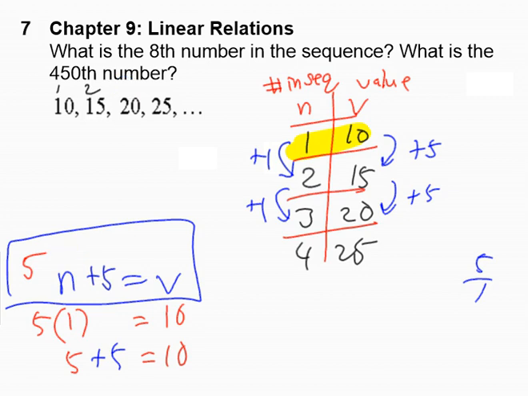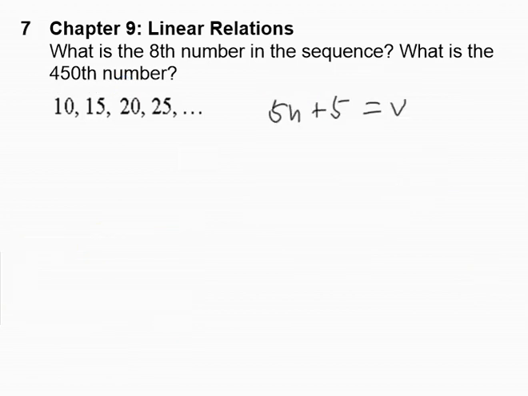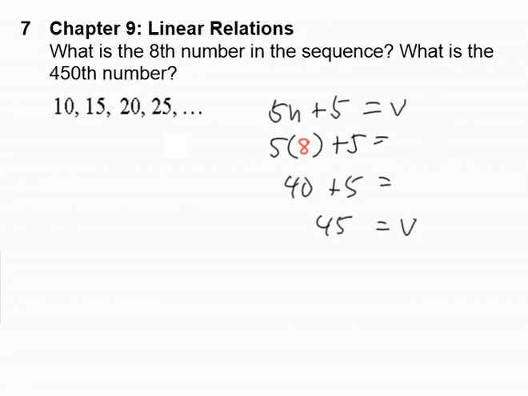So what does this all mean? If I want to know the 8th number in the sequence, I'm going to substitute 8 for the n, the 8th number, to find its value. 5 times 8 is 40, and 40 plus 5 is 45. So 45 is the value of the 8th number. The 8th number would be 45.